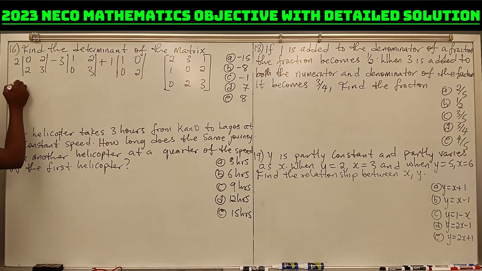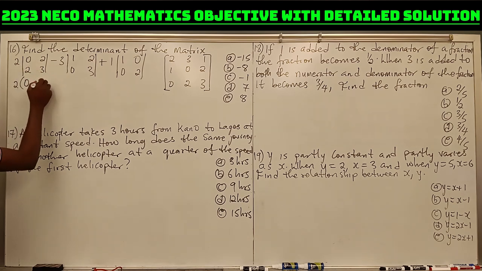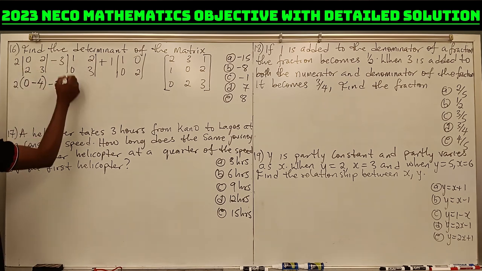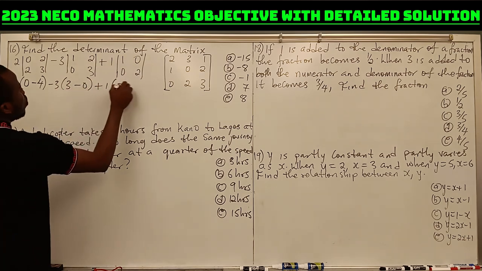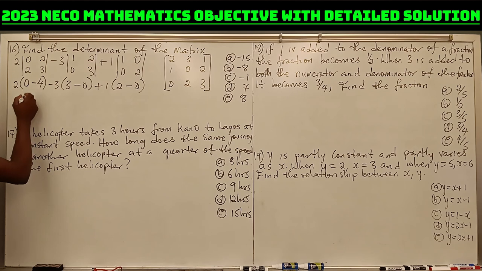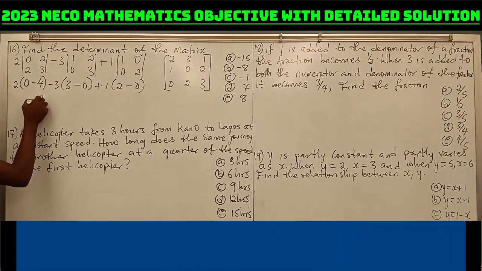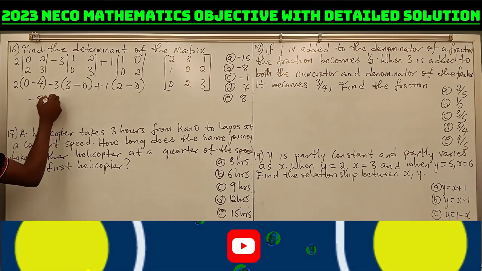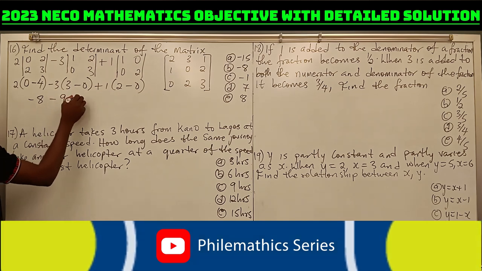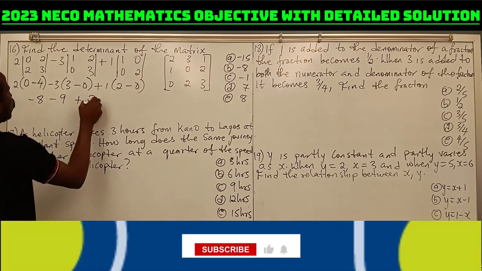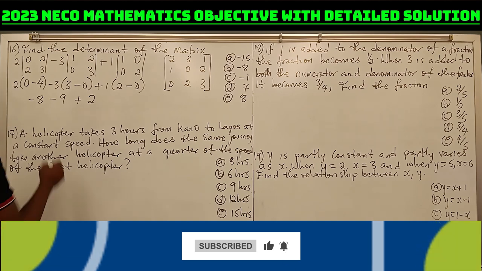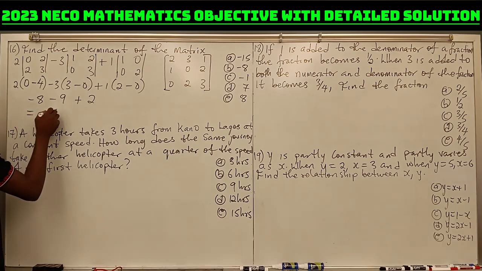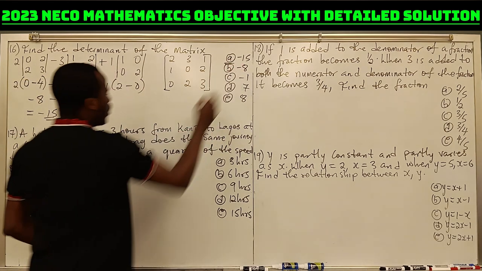So the determinant of this is 2 times (3 times 0 is 0, minus 2 times 2 is 4), minus 3 times (3 minus 0), plus 1 times (2 minus 0). And this is 2 times minus 4 is minus 8. Minus 3 times 3 is minus 9. 1 times 2 is 2. Minus 8 minus 9 is minus 17, plus 2. This will be minus 15, which is A.